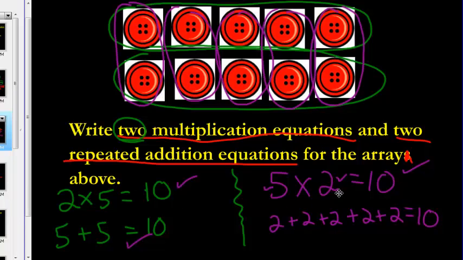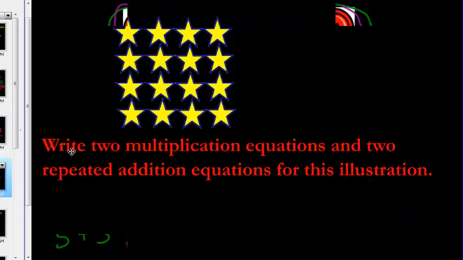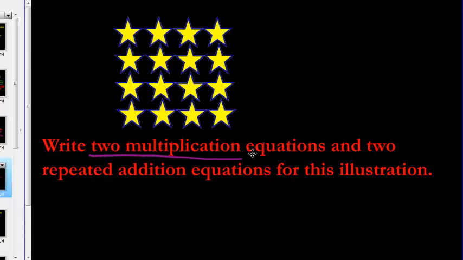So you see here I have 4 different equations. They all add up to 10, and they should add up to 10, otherwise you've done something wrong. Same type of question, boys and girls. Let's read it carefully. Write 2 multiplication equations and 2 repeated addition equations for this illustration. Let's split the page in half again.